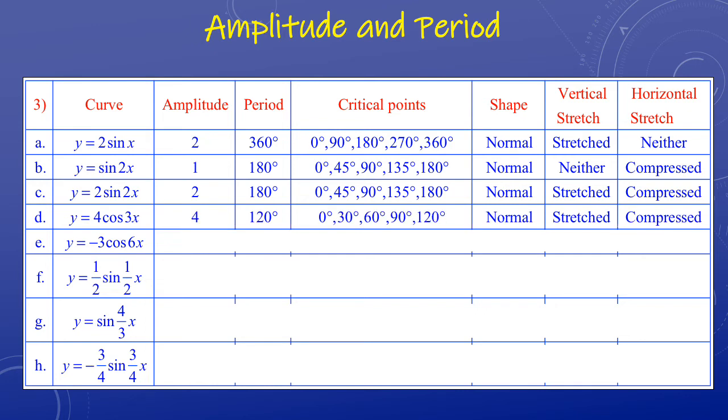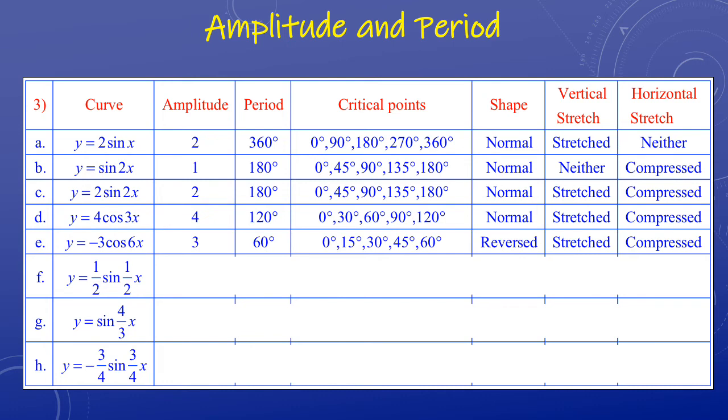In D, we have y is equal to 4 cosine of 3x. Our amplitude is 4. Our period is 360 degrees divided by 3, or 120 degrees, making the critical points 0, 30, 60, 90, and 120 degrees. This curve is normal, and it is vertically stretched because of the amplitude being 4, and it is compressed because the period is less than 360 degrees.